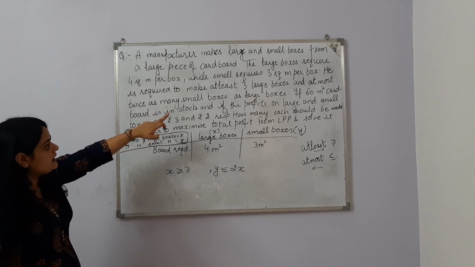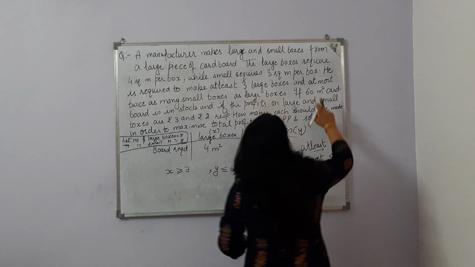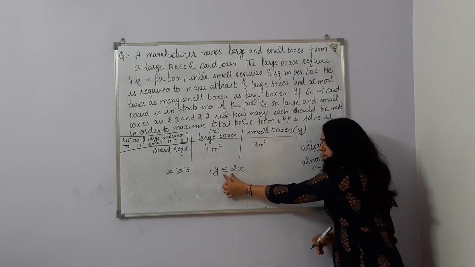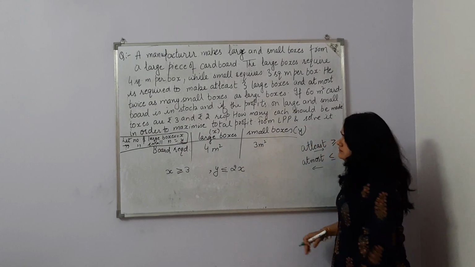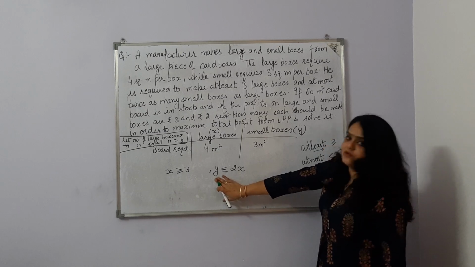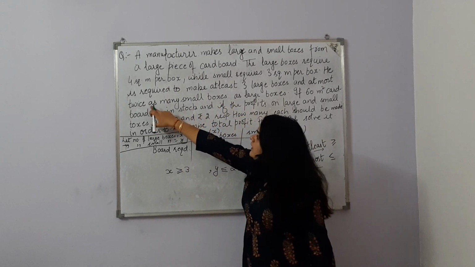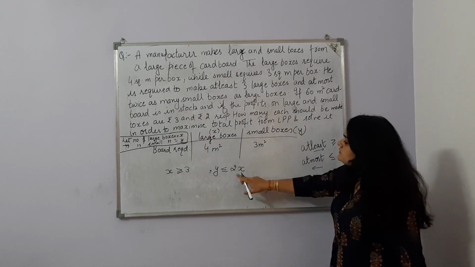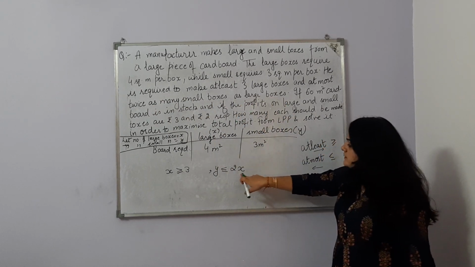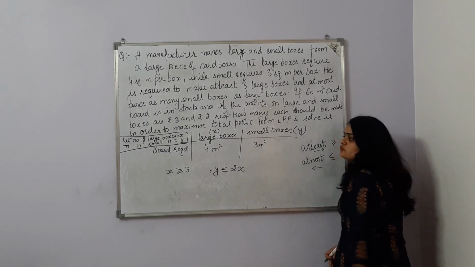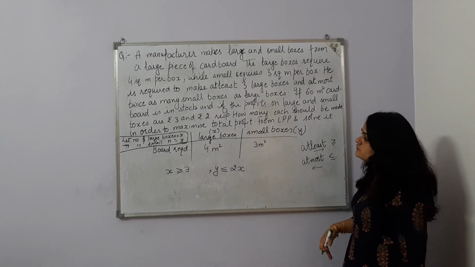I am repeating it again. He is making at most twice. At most is saying less than or equals to twice of what? Because now he is finding the small boxes. Small boxes is twice of large boxes. So large boxes are x, then it is 2x. y is less than or equals to 2x. This is the second constraint.